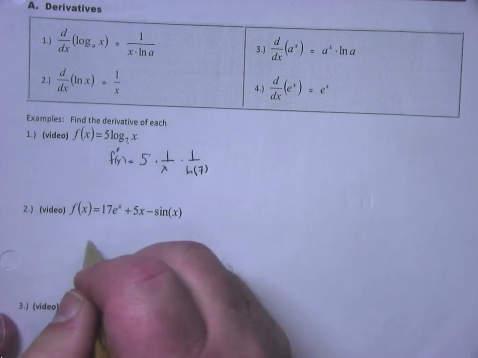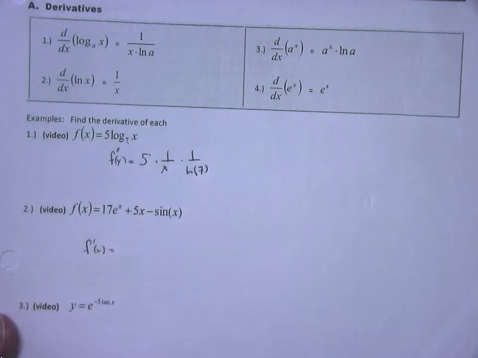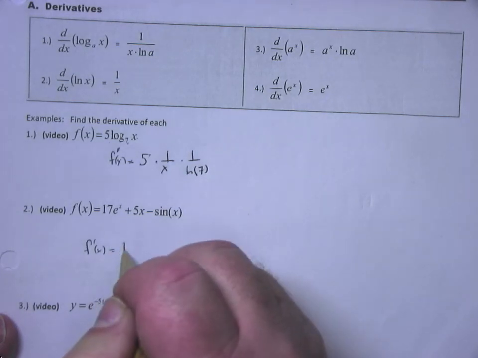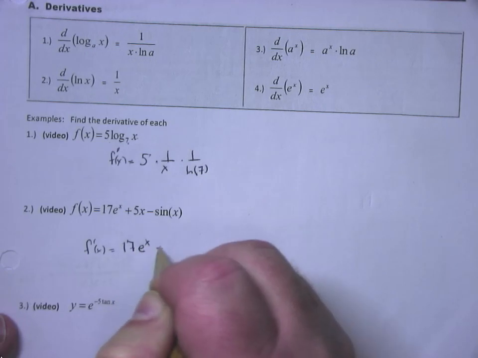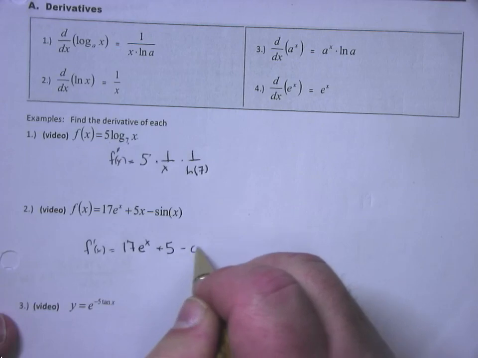Number 2, f of x is equal to 17e to the x plus 5x minus sine of x. On your mark, get set, go. Derivative of 17e to the x is 17. What's the derivative of e to the x? e to the x. Plus what's the derivative of 5x? 5. Minus what's the derivative of sine of x? Cosine of x.